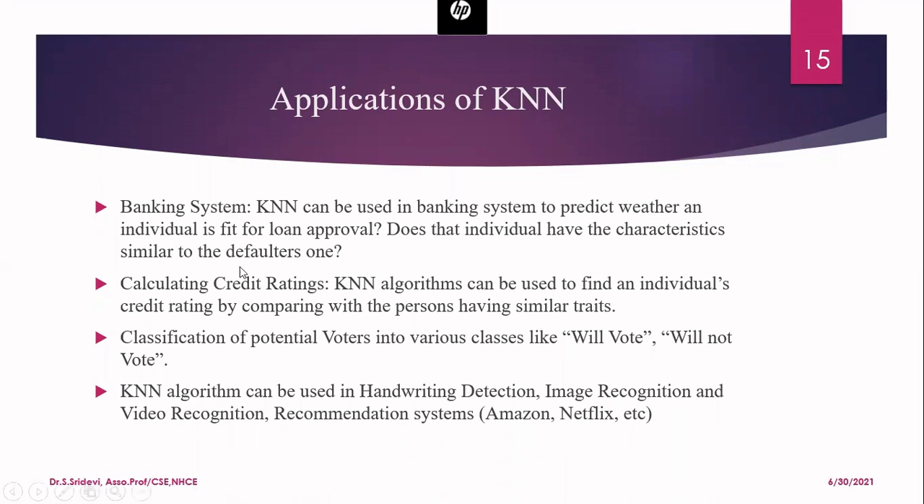And the other application is you can calculate the credit rating by comparing persons with similar traits. This is another application. And also you can use the KNN algorithm to classify voters, that is, potential voters. You can find whether a particular person will vote or not based upon the comparison with the neighbors. So that is another application. And also you can use this algorithm for applications like handwriting detection, image recognition, video recognition, recommendation systems, and so on.